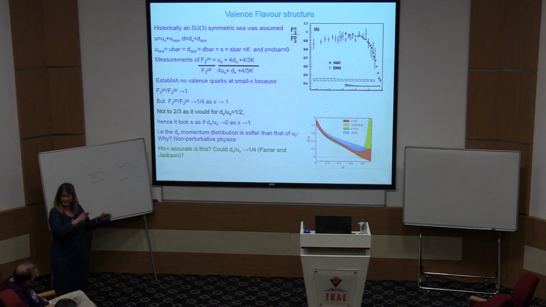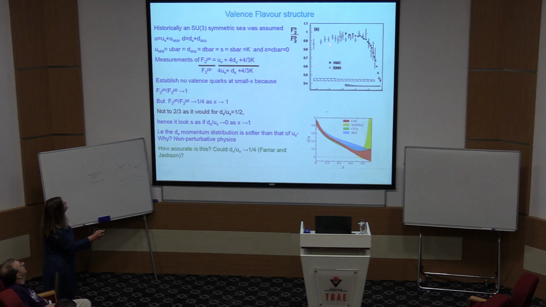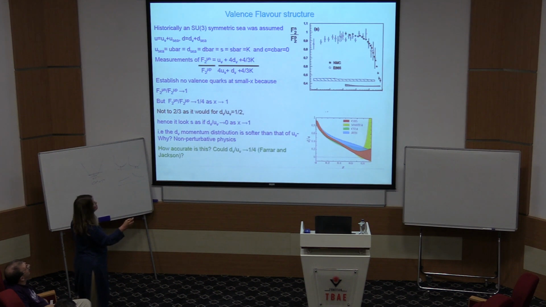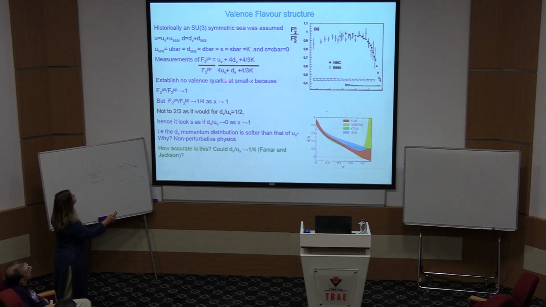The measurements seem to tell us that as we go into low X, this is coming towards unity. Not perfectly, but in the ballpark of unity. Unity means, therefore, you would have no valence quark there and all C. So it helps you to establish that there are no valence quarks at small X. Now look at the other end. If we take it up to 1 and the C goes away, then if you actually believe that there's 2 U valence and 1 D valence, and you plug that in with no C, you would get 2/3 for this ratio. But it doesn't go to 2/3, does it?